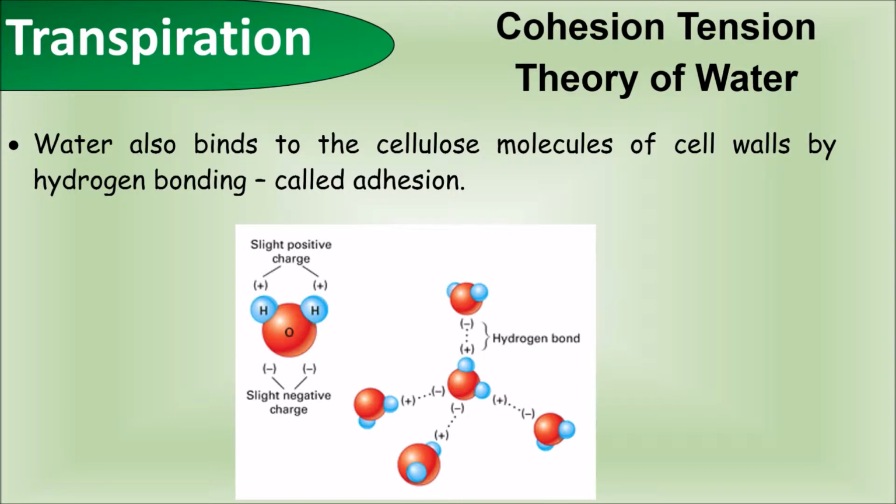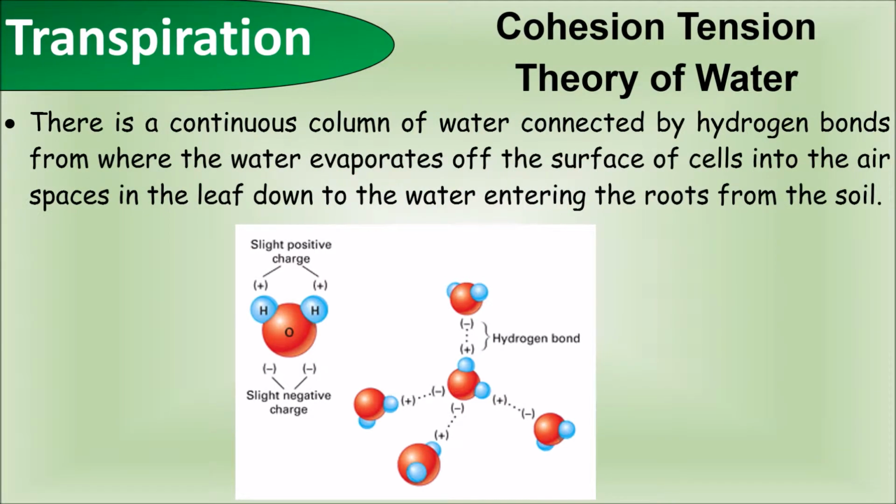Water also binds to the cellulose molecules of the cell's walls by hydrogen bonding, and this is called adhesion. Adhesion simply means to stick to. There is a continuous column of water connected by hydrogen bonds from where the water evaporates off the surface of the cells into the air spaces in the leaf down the water concentration gradient.